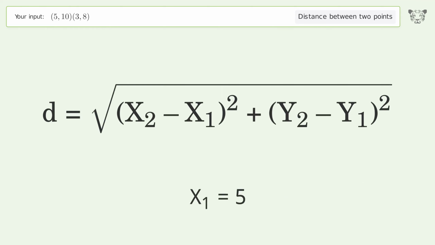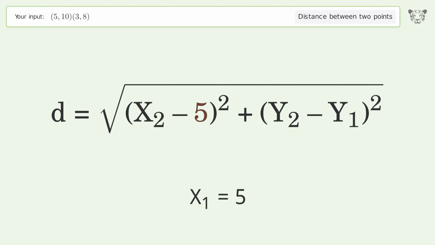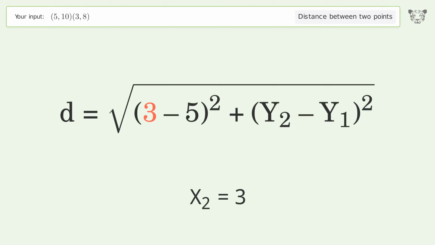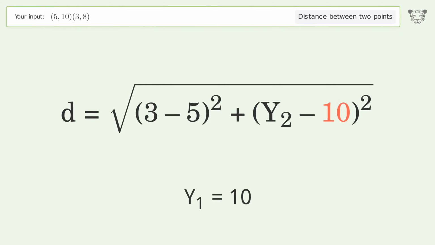x1 equals 5. x2 equals 3. y1 equals 10. y2 equals 8.